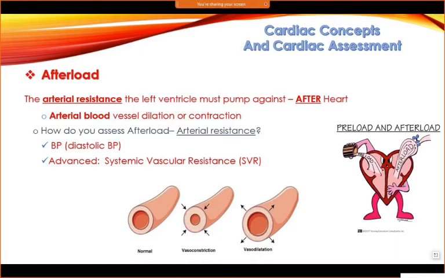So a constricted vessel, what do you think your diastolic's going to be on a very vasoconstricted vessel? Any ideas? What would your diastolic blood pressure be on a vasoconstricted vessel? Definitely higher than 80, over 90. When we start having our systemic hypertension, that is because that vessel is constricted, so it's high.